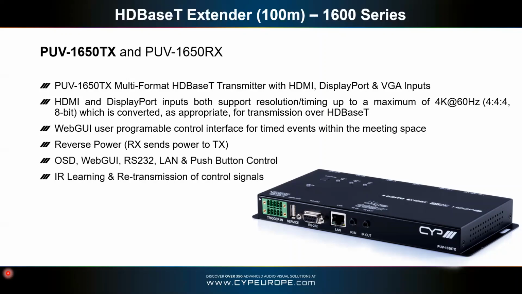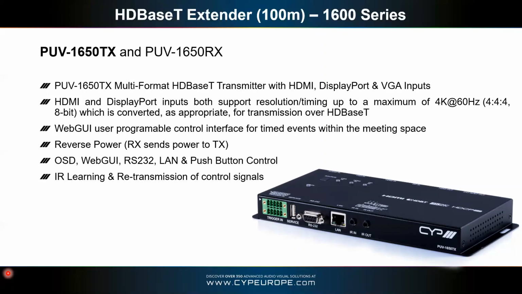So the reverse power, as I said, so that's all of the PUV 1600 is reverse power. So you power the RX, and the TX receives the power from the RX. So you only need the HDBaseT cat cable into the TX to get your power.